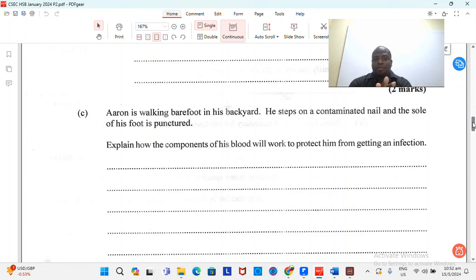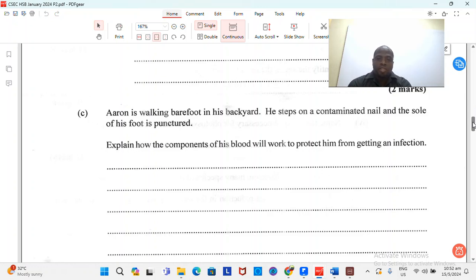It says Aaron is walking barefoot in his backyard. He steps on a contaminated nail and the sole of his foot is punctured. Explain how the components of his blood will work to protect him from getting an infection. So Aaron, sorry for you, but we're going to talk about how Aaron's blood protects him.